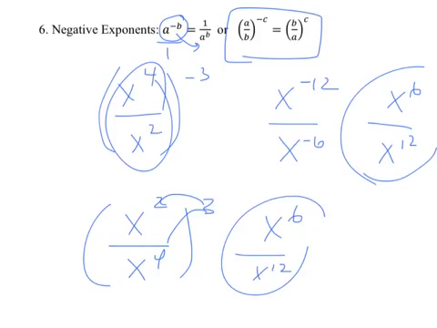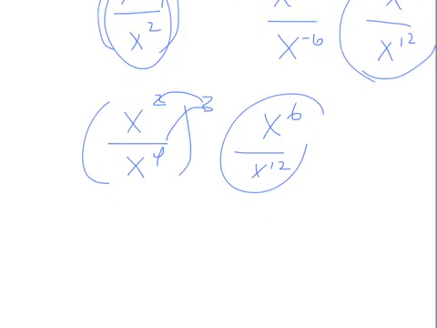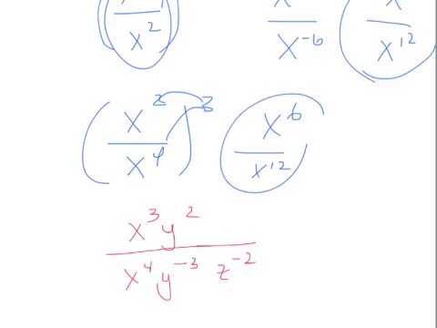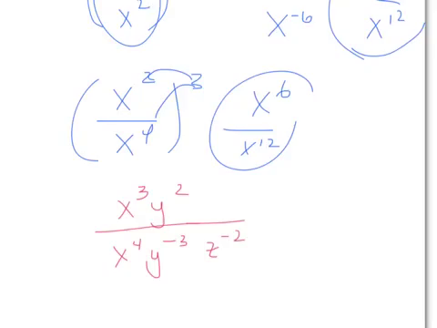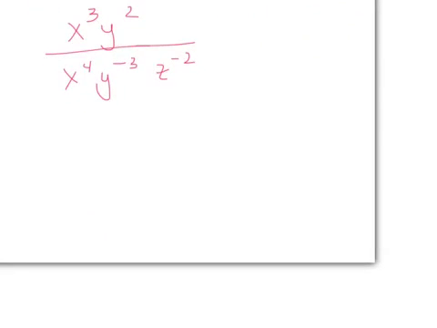Alright, let's take a look at an example here. So let's imagine now we have x to the 3rd, y to the 2nd, all over x to the 4th, y to the negative 3, z to the negative 2. Alright, well with this example here, what we're going to notice is that we have some negative exponents. The first thing that we should do is move them immediately and just make them positive.